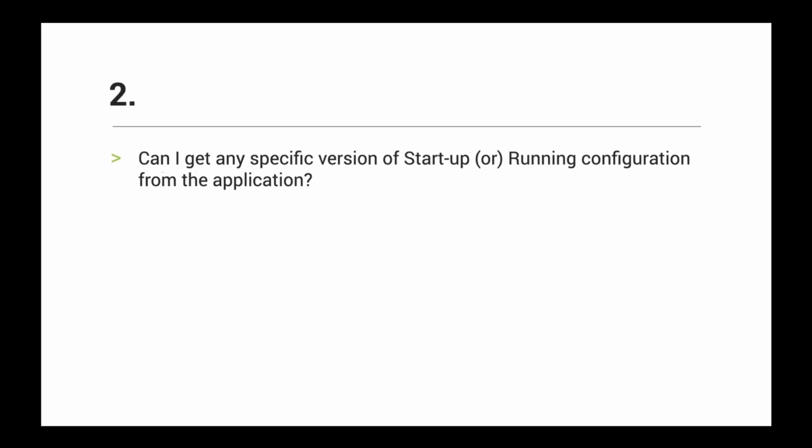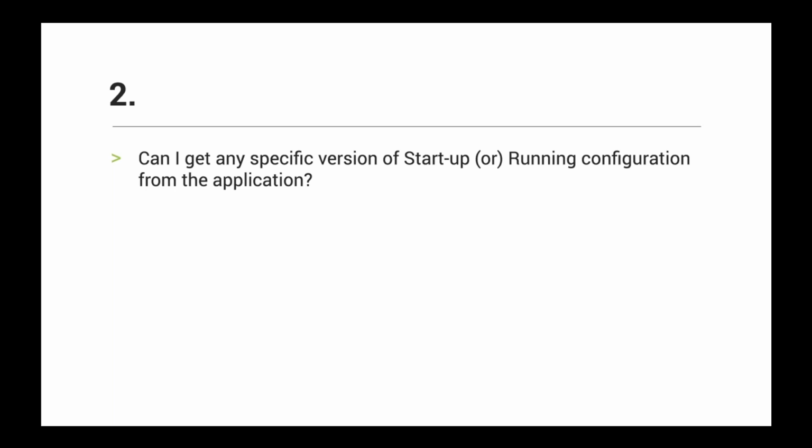Question number two, can I get any specific version of startup or running configuration from the application? When we back up the configuration, or when we fetch the configuration from the firewall, the configuration can be a startup or a running configuration. Over a period of time, when you keep on doing changes every day, every week, every month, new configuration files will be backed up, and those will be stored in the database in encrypted format for your historical analysis. So let's say you install the product today, and after 6 months you want to see the configuration that was there 5 months before.